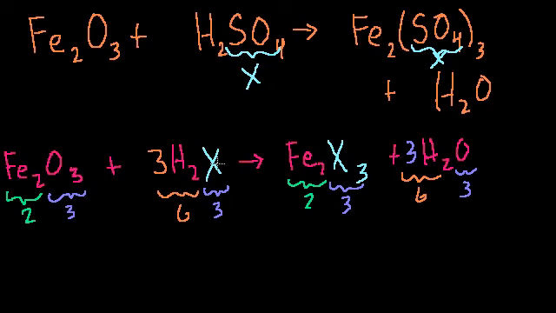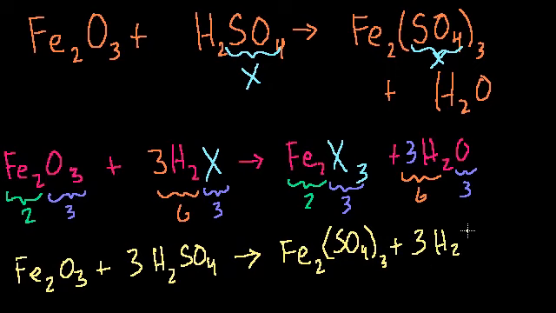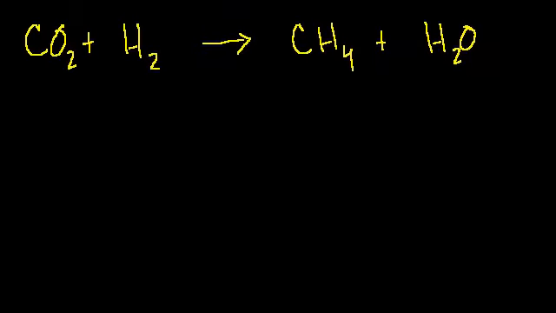If we want to write it back in terms of the sulfate, we can just unsubstitute the X, and we're left with 1 molecule of iron oxide plus 3 molecules of sulfuric acid, H2SO4, yields 1 of these molecules with SO4, 3, plus 3 molecules of water. Let's do one more, and then I think we'll be all balanced out.